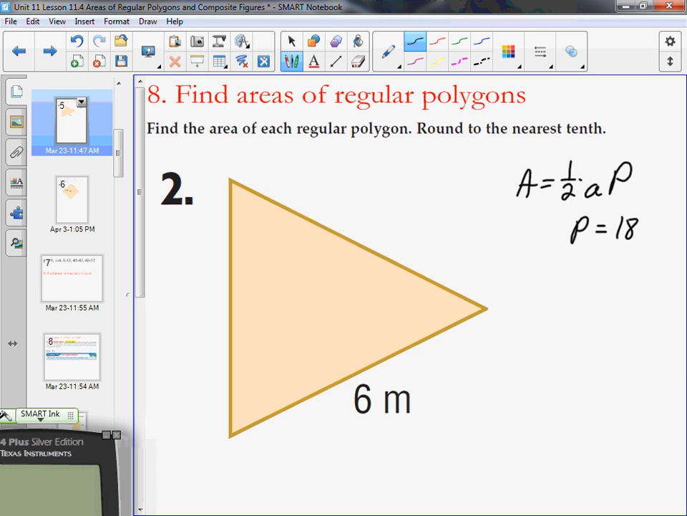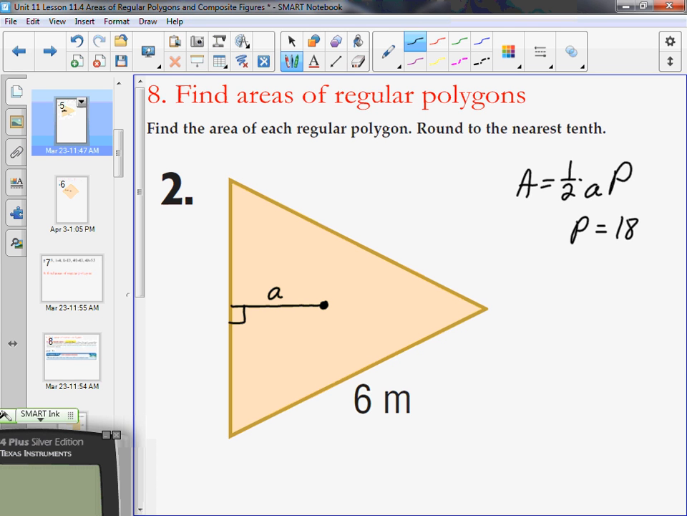18 meters. So 18 for the perimeter. But I still have to find the apothem. All right, well, it's going to be a lot easier to find an apothem if I have one drawn in. I'm going to label that A for apothem.